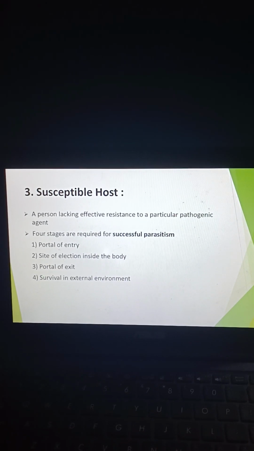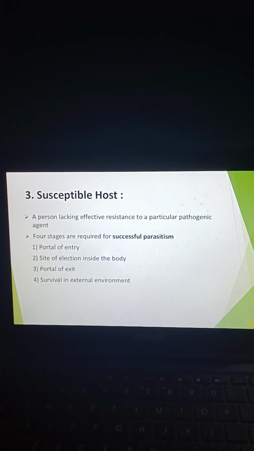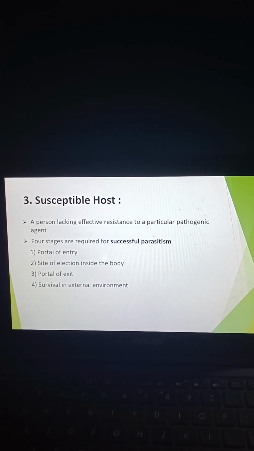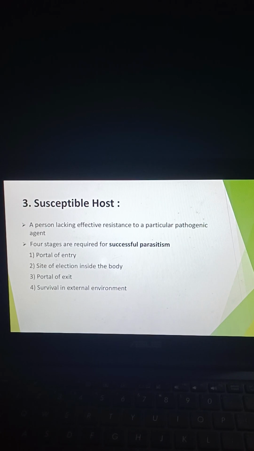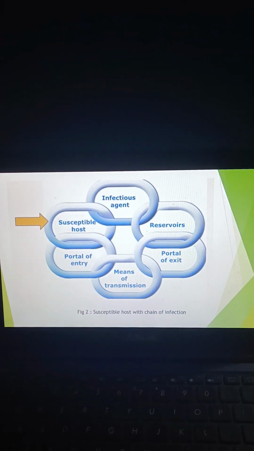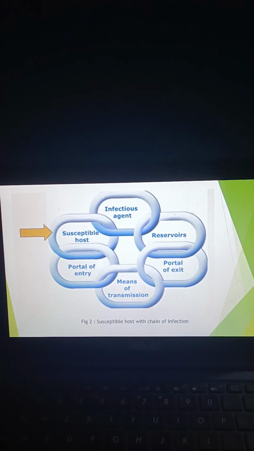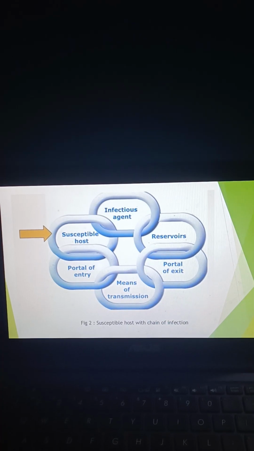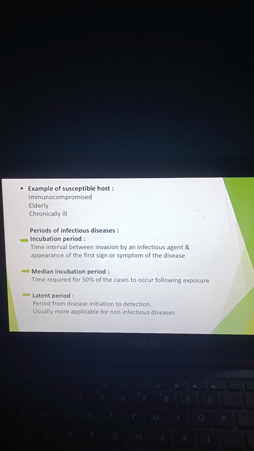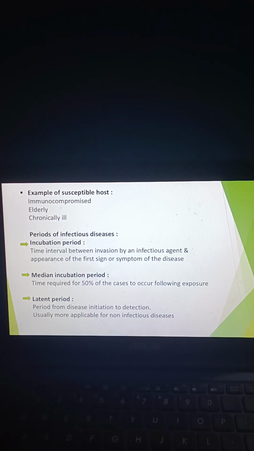Then coming to susceptible host, a person lacking effective resistance to a particular pathogenic agent. 4 stages are required for successful parasitism, that is portal of entry, site of election inside the body, portal of exit, and survival in the external environment. So susceptible host with chain of infection: susceptible host, infectious agent, reservoirs, portal of exit, means of transmission, portal of entry. Examples of susceptible hosts: immunocompromised, elderly, chronically ill.